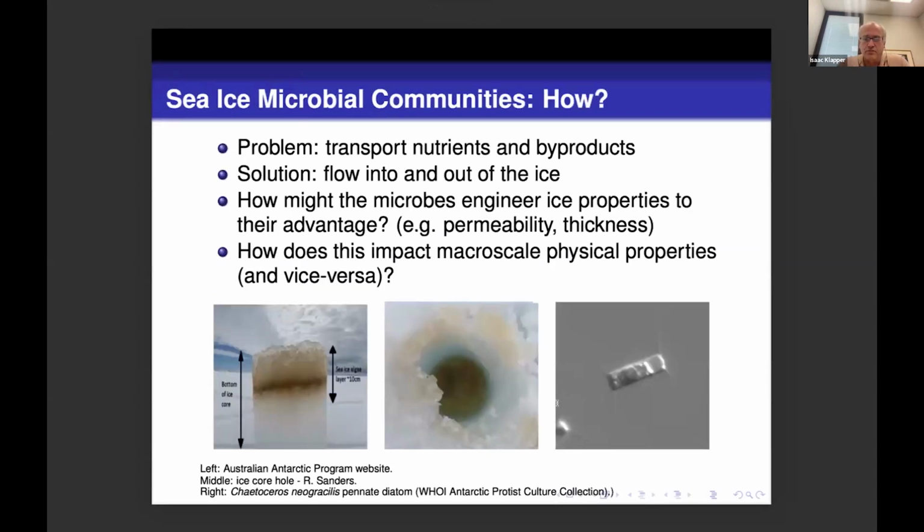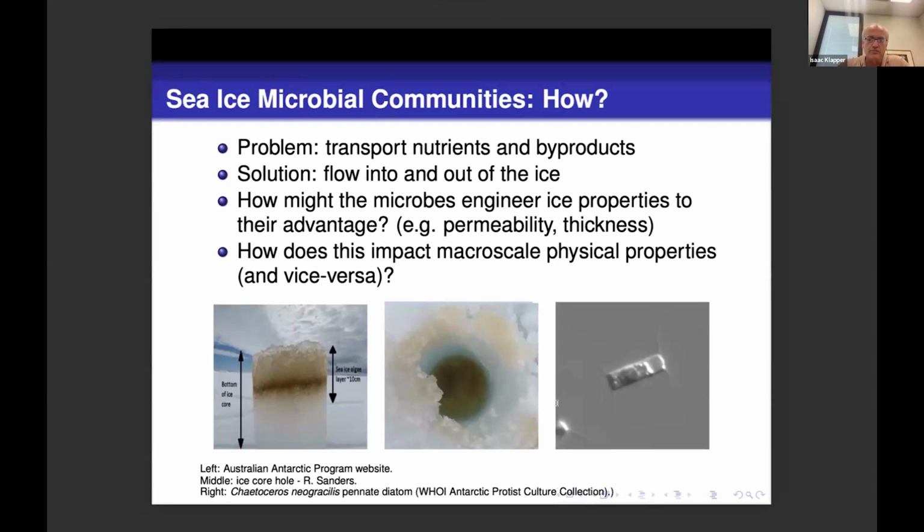So the thing that struck me was there's this microbial community that's living in the bottom of sea ice quite often. And this seems like a difficult environment because, how do you live in ice, actually? So it's not so much the temperature as how do you transport things in and out?